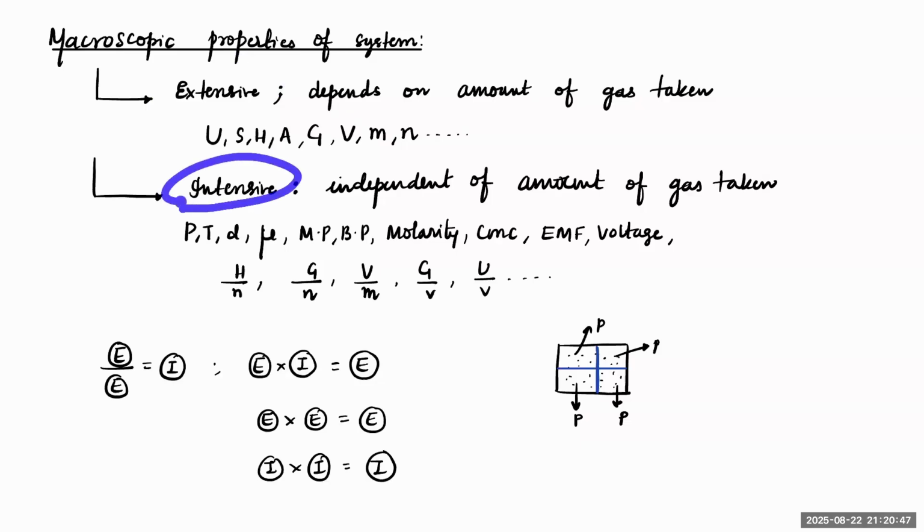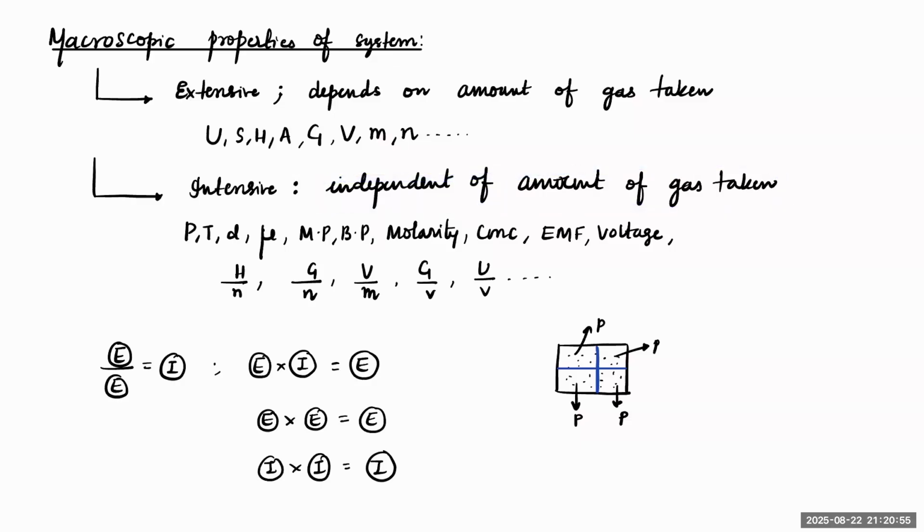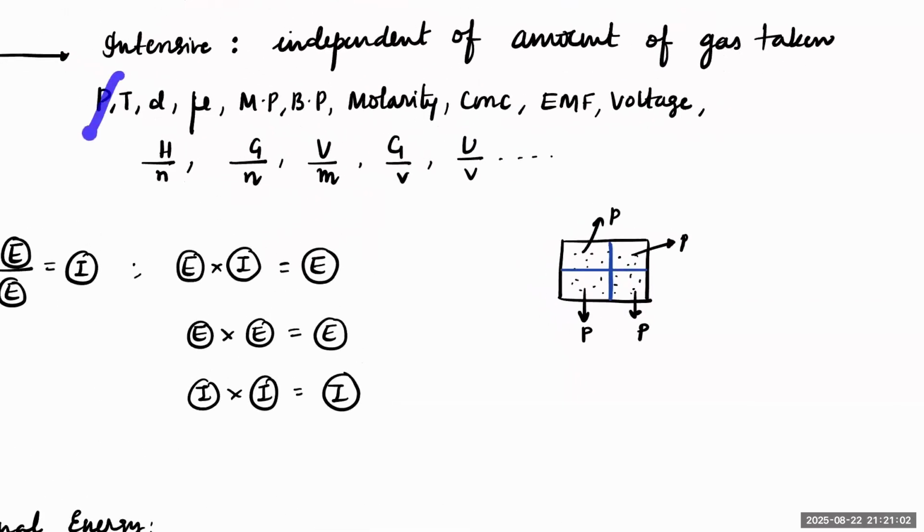Then we have intensive property. They are independent of how much mass of a gas is taken, volume of a gas taken, or number of moles of a gas taken. So these parameters include pressure, temperature, density, refractive index, right? Melting point, boiling point, molarity, any concentration term, electromotive force, that is EMF, voltage, right?